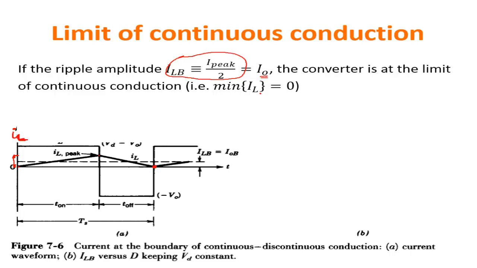This is the limit, right? This is I peak, so I peak over 2 is equal to the output current absorbed by the load. This is something that we know, and this is something which can be reduced if the load absorbs less power, and then at some point the two terms can actually be equal.